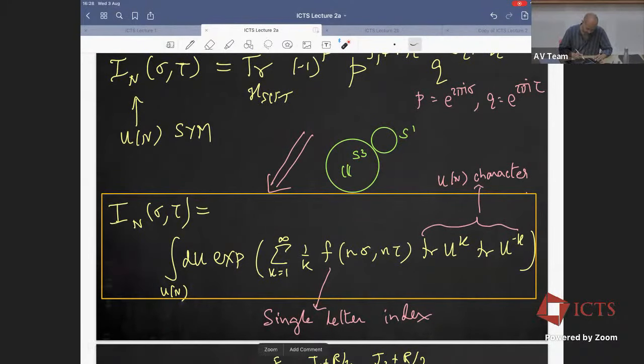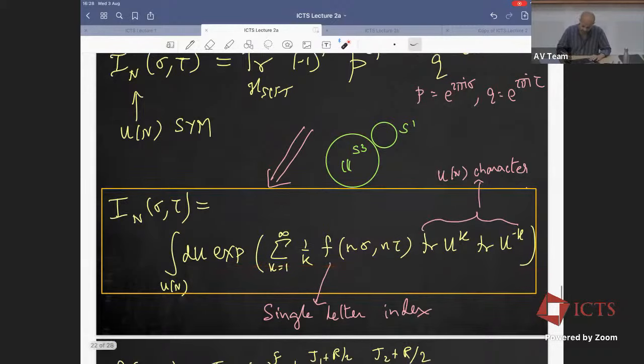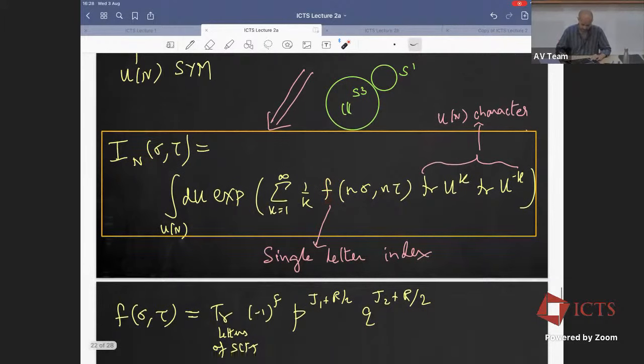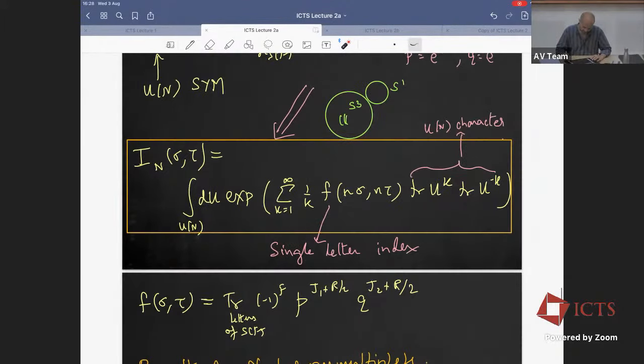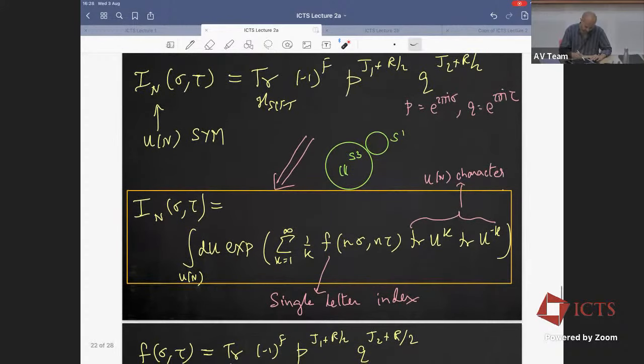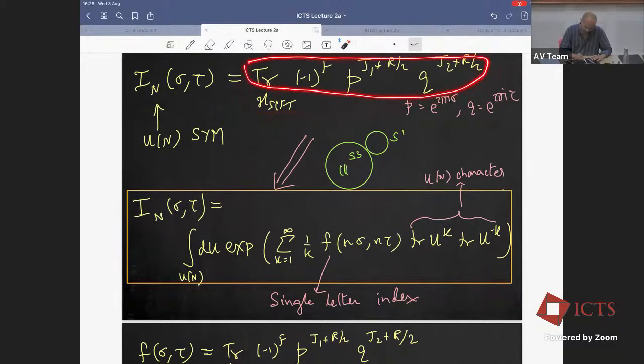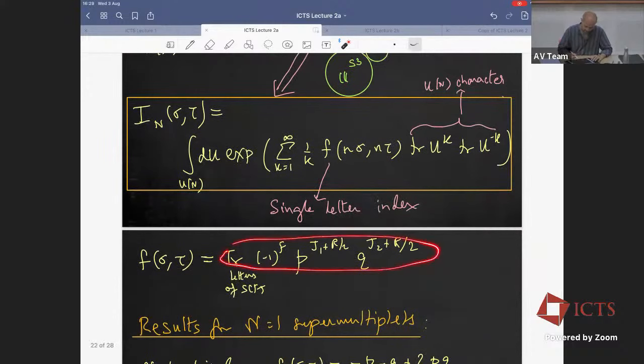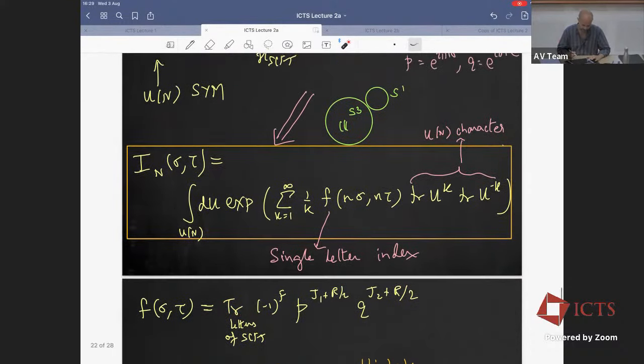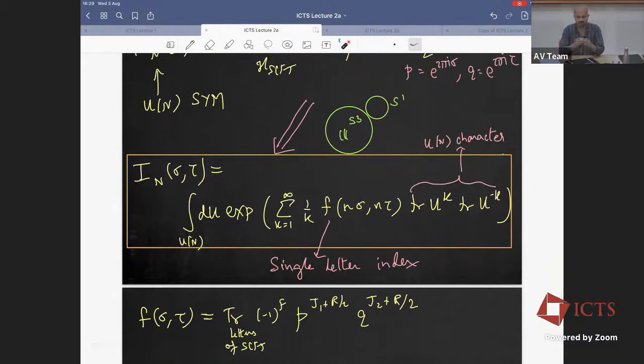The answer is an integral over the space of U(N) matrices, unitary n by n matrices, of an exponential of an infinite sum, which is all completely governed by one function called the single letter index. The single letter index is the same trace that you want to compute, but over a different Hilbert space. It's a much smaller Hilbert space, the so-called space of letters, where you write down the elementary fields of the theory and the derivatives. These are all the letters, written at one point. This is some quantum mechanical subspace.